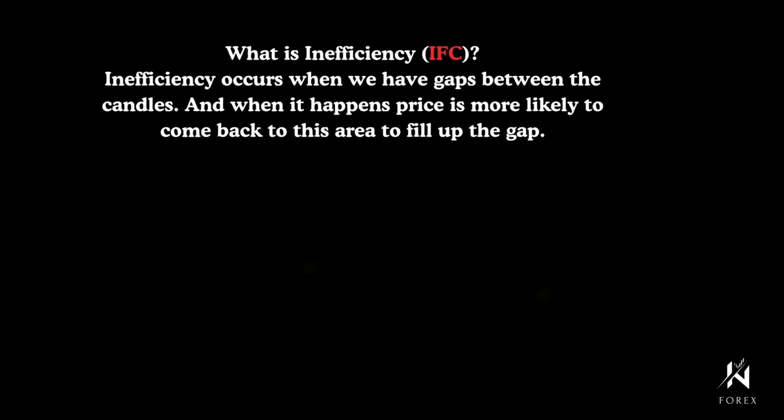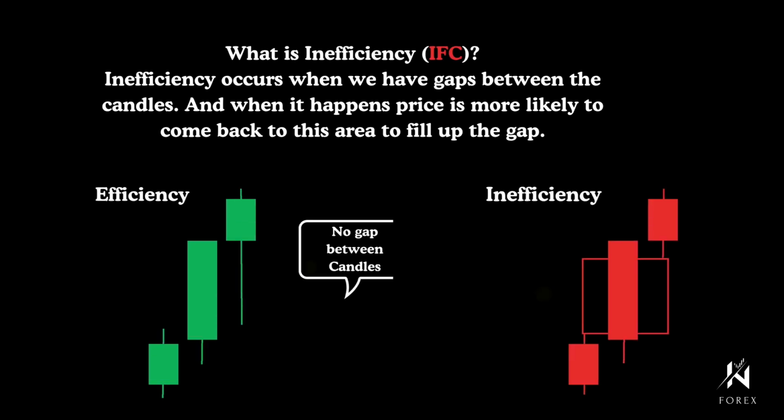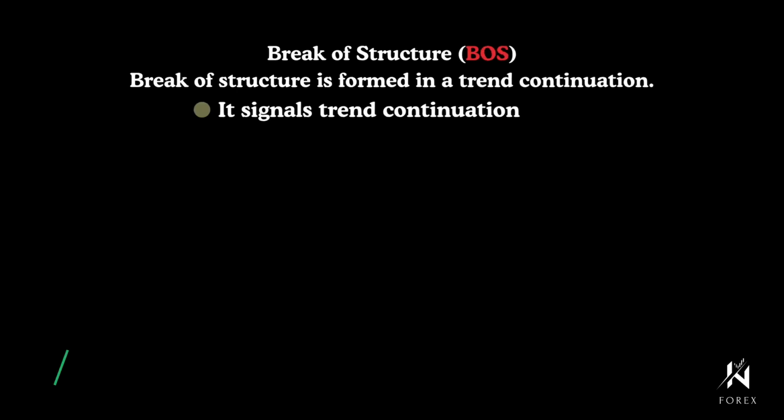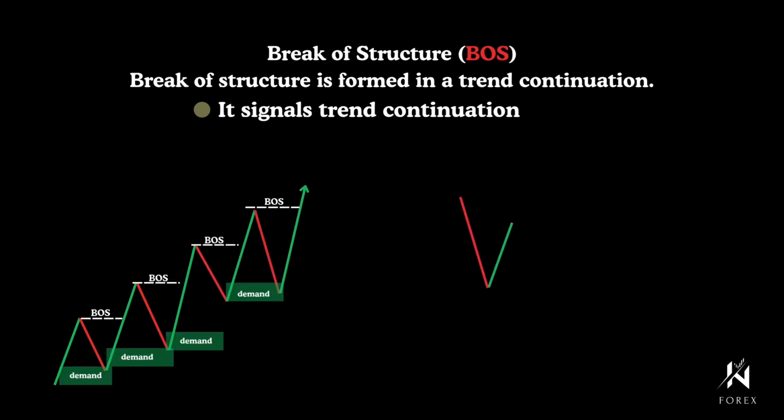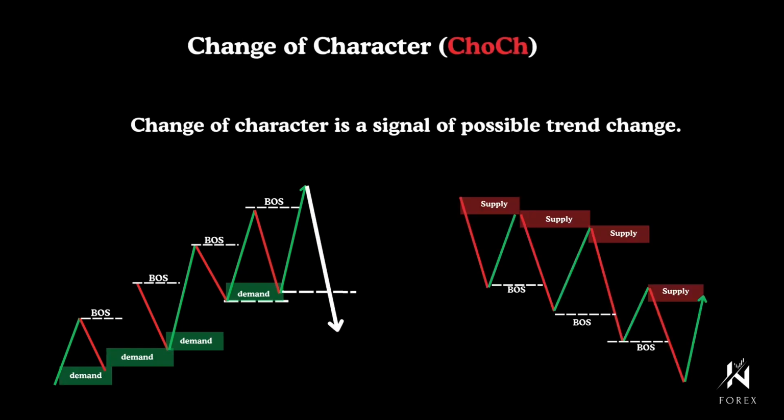So, what exactly is inefficiency? Inefficiency appears when there are gaps between candles, and when this happens, price often returns to that region to fill the void. What do we mean by break of structure and change of character? A break of structure happens during a trend continuation. Each time price breaks a structure level along the same trend direction, it confirms the trend is ongoing. In contrast, when price breaks a structure level in the opposite direction, that's called a change of character, indicating a potential trend reversal.